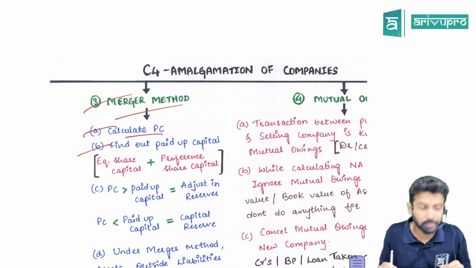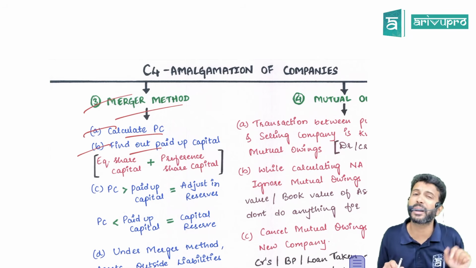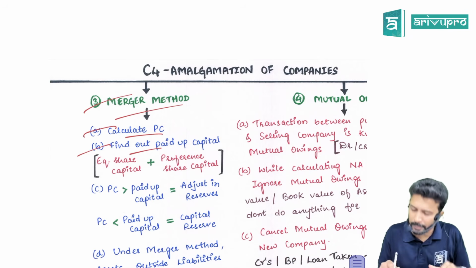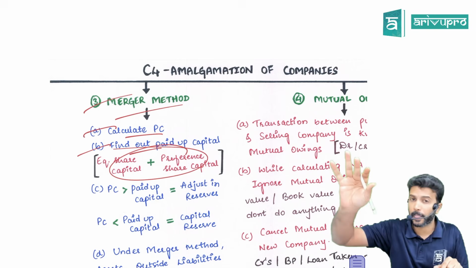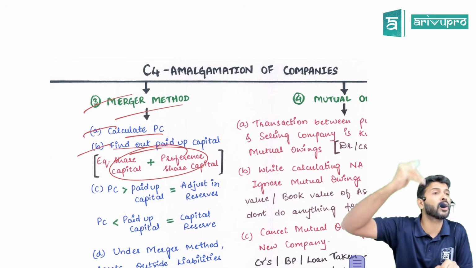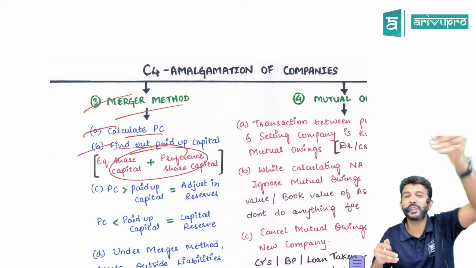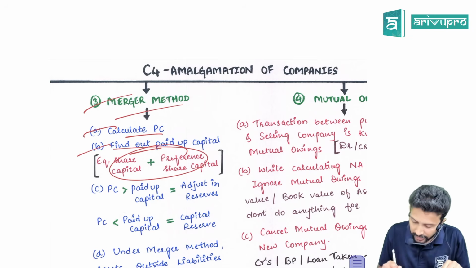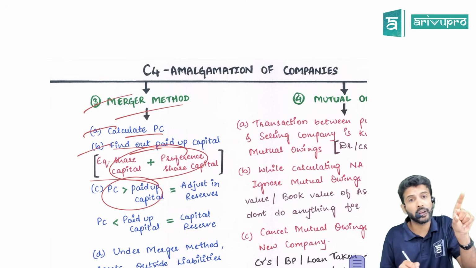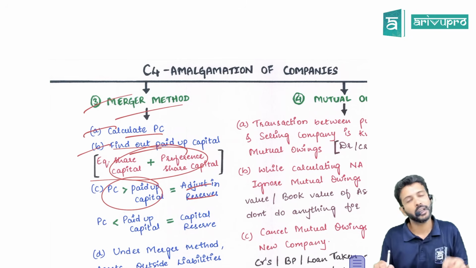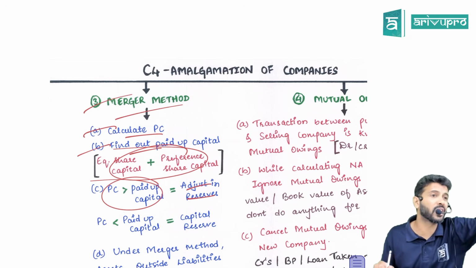Okay, next step is to find out the paid up capital. And how do you get paid up capital? Just take equity share capital and add it to preference share capital. That constitutes your paid up capital. Here, paid up capital constitutes your worth. So compare PC with paid up capital. If PC is greater than paid up capital, then the purchasing company made a loss. That loss, will we call it goodwill here, or will we adjust it in reserve? We'll adjust it in reserve, specifically in general reserve.